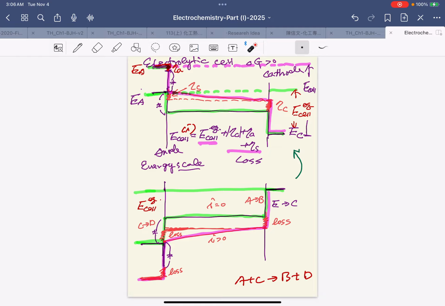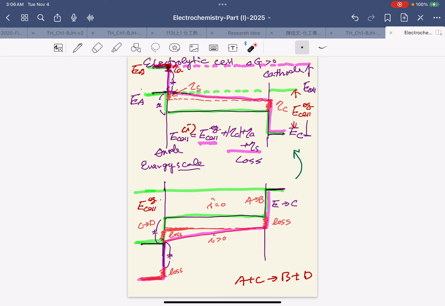So in an electrolytic cell, this E cell is always larger than the equilibrium one. So that is very important. Of course, if you change the current, those values will change. So that depends on the current. So that is the electrolytic cell.